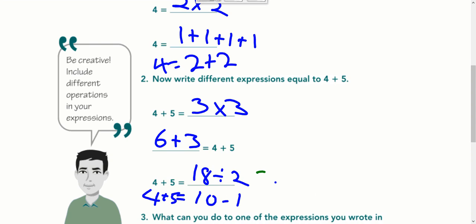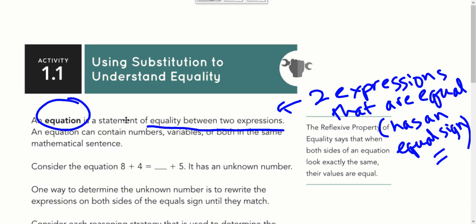Okay, so with that, let's take a look at the word equation. An equation is a statement of equality between two expressions. Now, the way I say it is, an equation is two expressions that are equal. Think of an expression like a phrase, and an equation like a complete sentence. It takes several phrases and puts them together for a complete thought. And the key is it has an equal sign. For it to be an equation, it must have an equal sign. If it doesn't have an equal sign, it is not an equation, it's an expression. But an equation is made up of two expressions.